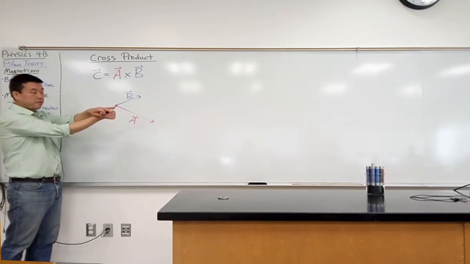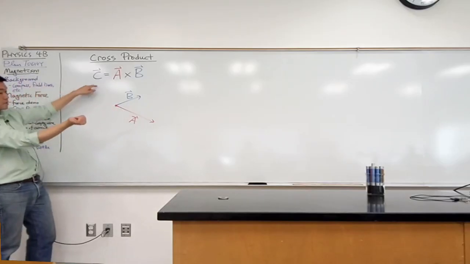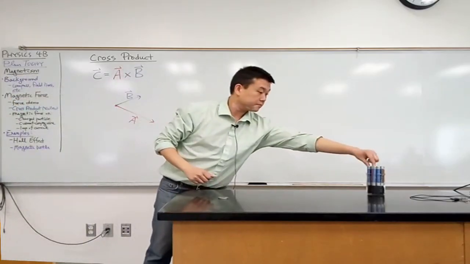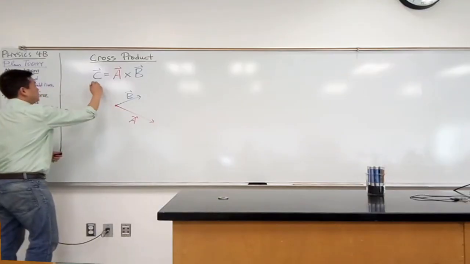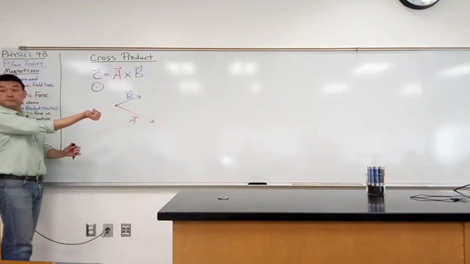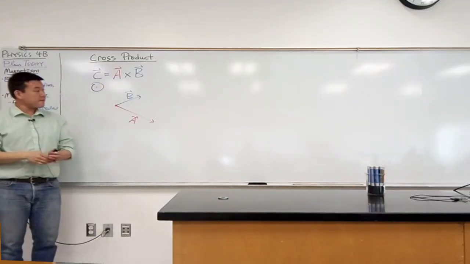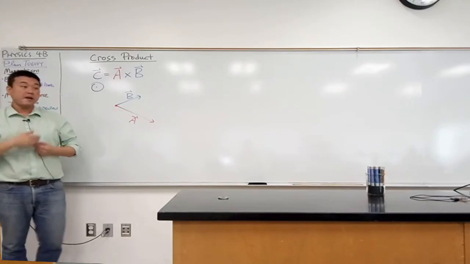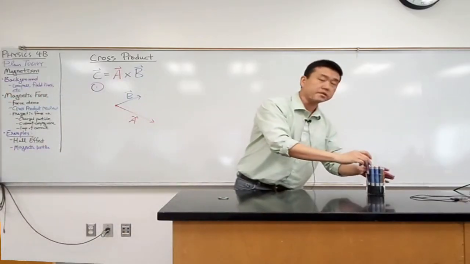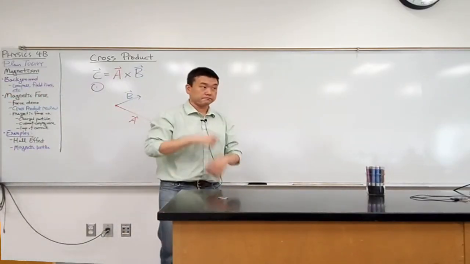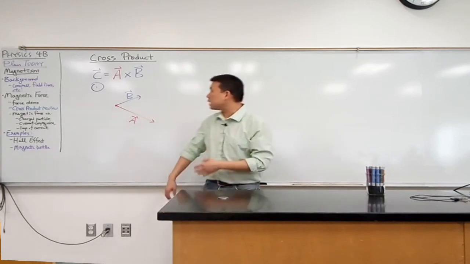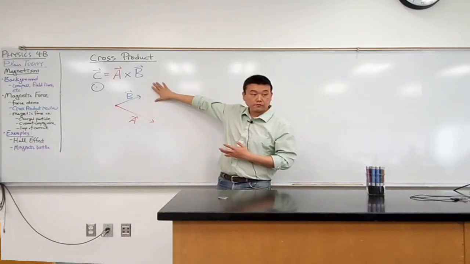And here, my direction of thumb tells me that C must be coming out of the board. So C is coming out of the board. Right? So that's the basic right-hand rule. As we get into magnetism more, you will see a couple of shortcuts that are useful, but I want you to be solid in the basic right-hand rule first.